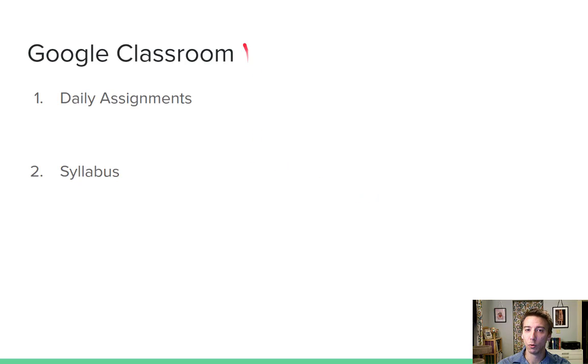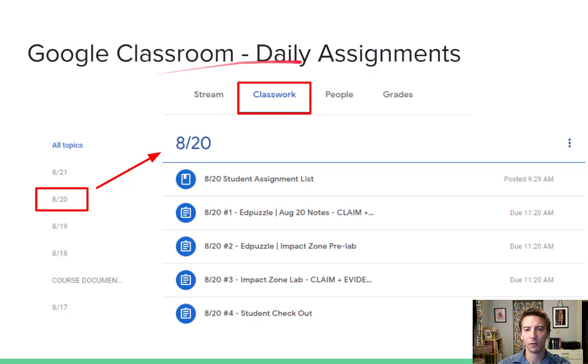A couple notes about Google Classroom. I want to talk about where students can find the daily assignments and also where to find the syllabus. So first, for the daily assignments. At the top of Google Classroom, students should be able to choose between these 4 options. If students click on classwork, then it brings them to a page like this. Over here on the left side of this page, there's a list of topics that I've organized by date, so August 21st, August 20th, and so forth.